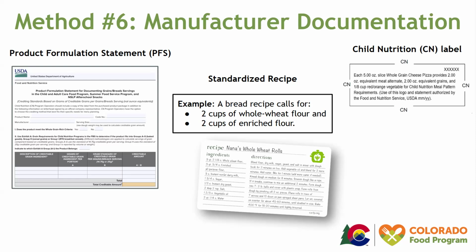A standardized recipe may just be as simple as seeing a bread recipe that calls for 2 cups of whole wheat flour and 2 cups of enriched flour. That would mean the total recipe is 4 cups, and half of that is 2 cups, which is whole wheat. So you could consider that homemade bread whole grain rich. And then the final example is a child nutrition label. There's an example on this slide, but we're going to dive a lot more into CN labels in the meat alternate section.